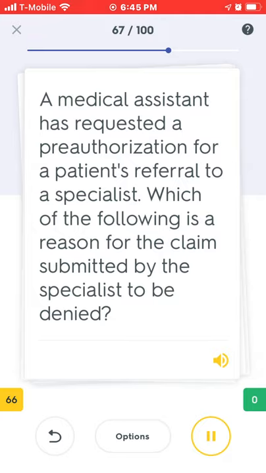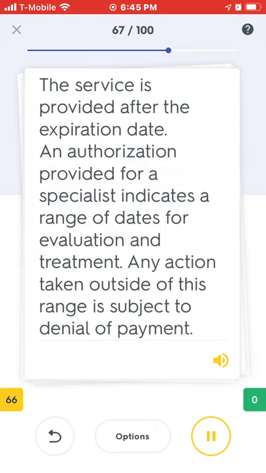A medical assistant has requested a pre-authorization for a patient's referral to a specialist. Which of the following is a reason for the claim submitted by the specialist to be denied? This service is provided after the expiration date. An authorization provided for a specialist indicates a range of dates for evaluation and treatment. Any action taken outside of this range is subject to denial of payment.